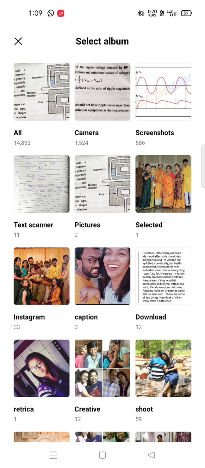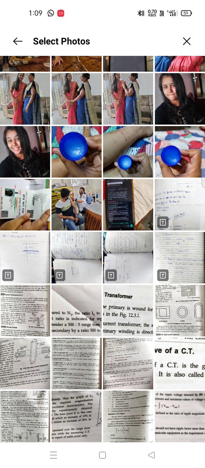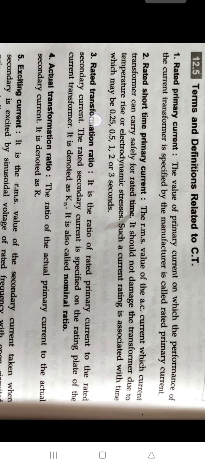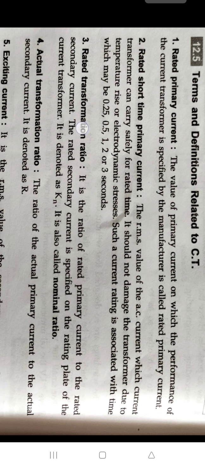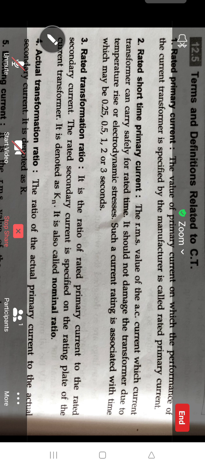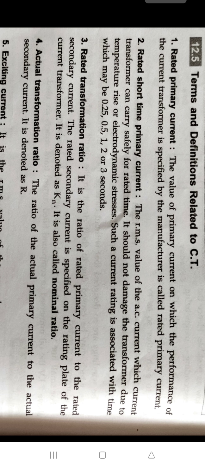Now we will see some terms and definitions related to current transformer. Okay, so these are some terms and definitions related to current transformer. There are nearly 14 or 15 terms and definitions related to current transformer. We will see them one by one.